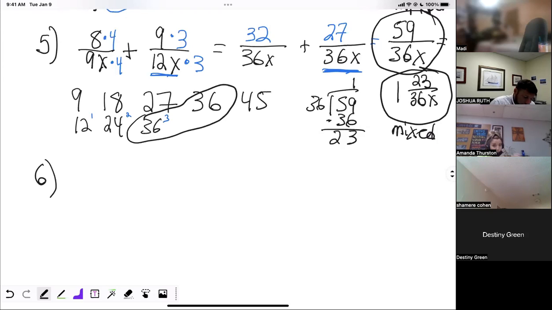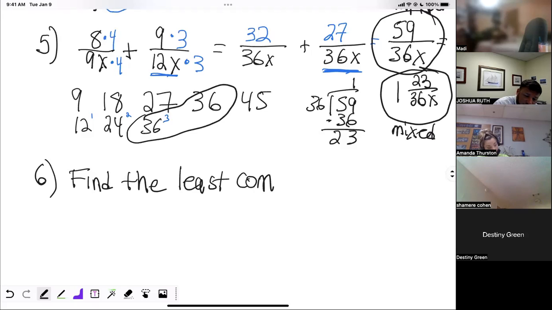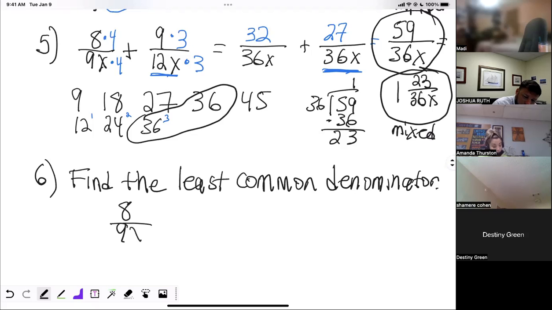All right, we're not going to add these. I want to find the least common denominator. We're not going to add them. I want to show you, sorry, I'm trying to write and think at the same time, one that is really different, probably different from any you've ever seen. So I'm going to give you 3 fractions. 8 over 9x. I'm not adding them. We're just going to find the common denominator.